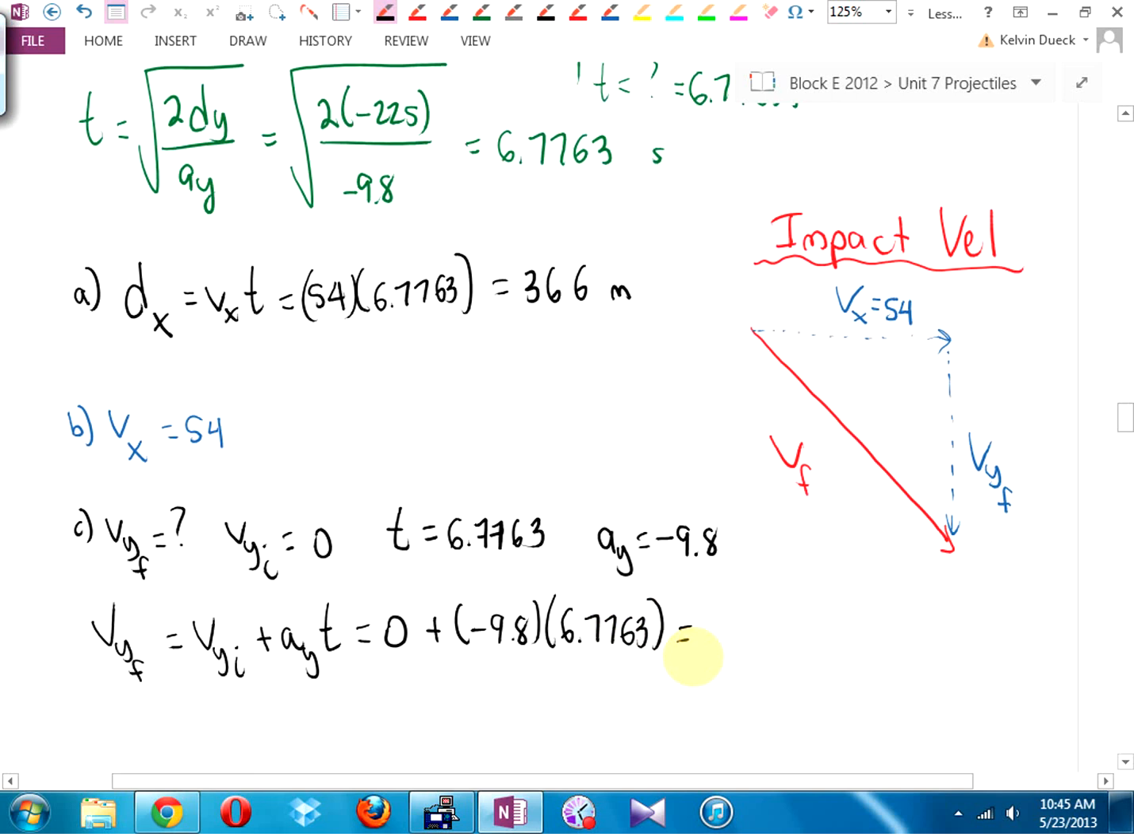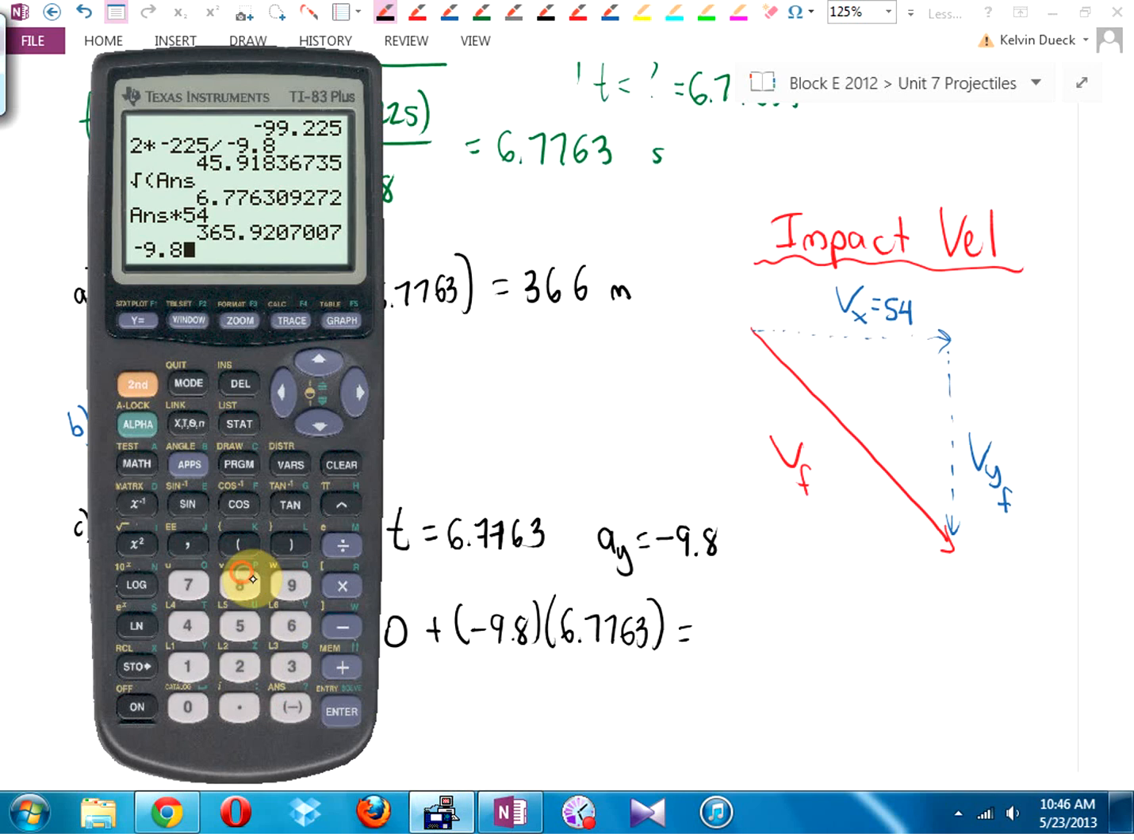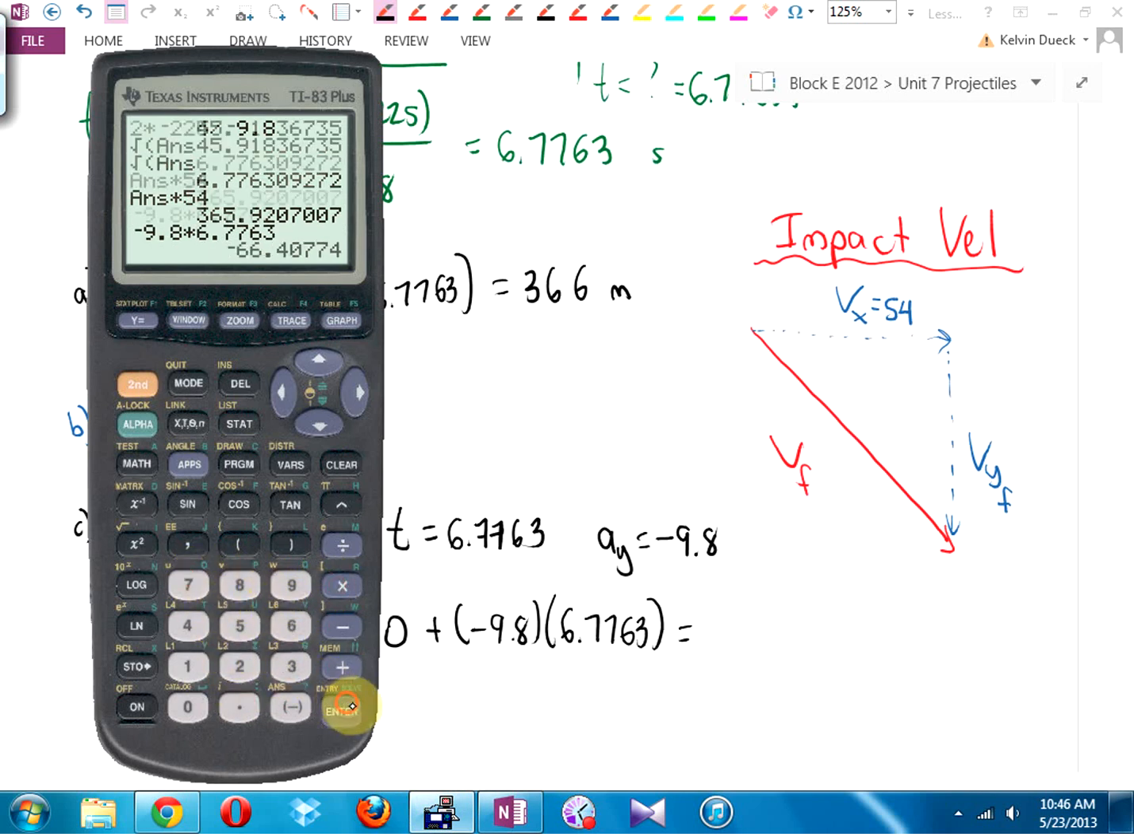Horizontally, just as it hits the ground, it's traveling sideways at 54 meters per second. How fast is it traveling vertically? Negative 9.8 times 6.7763. What's the negative in front telling me, by the way? Which way vertically are we traveling? Down. Sure. Negative 66.4?